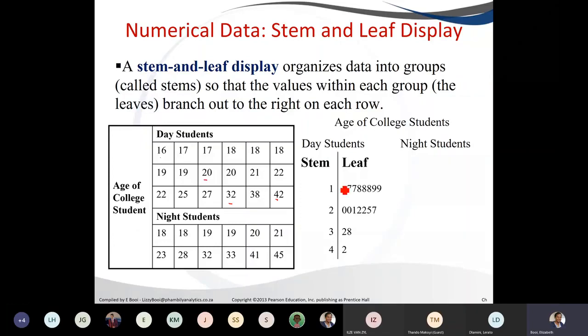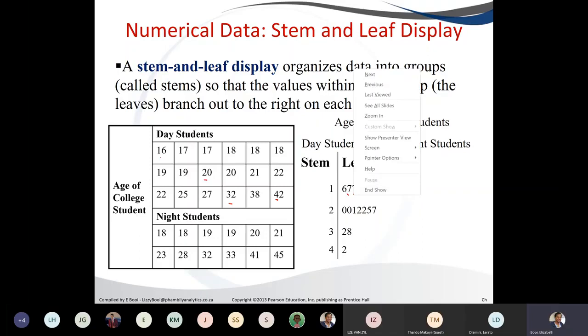You need to know that to read this, you must also include the stem and the leaf when you are interpreting the information. You cannot say it's 6, it's 7, it's 7. So we're going to say it's 16, 17, it's 17, 18, like that. 19, like when you read for 2, it will be 20, 21, 22. So you always include the leaf as well and the stem together.